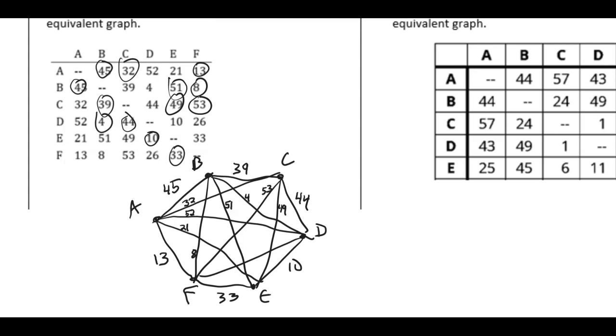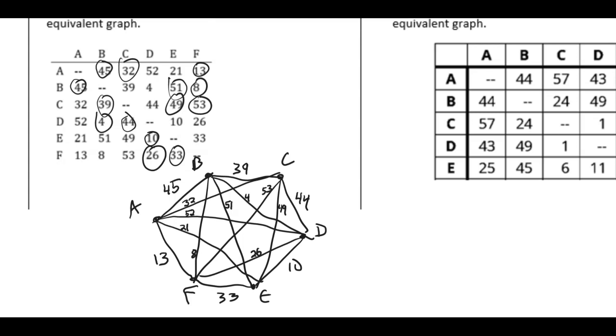C to A is labeled. D, labeled. D to F is left. D to F is 26. Let's put that maybe right there. And I think that's it. D, E is all labeled. All right, so that would be an equivalent graph from the table.